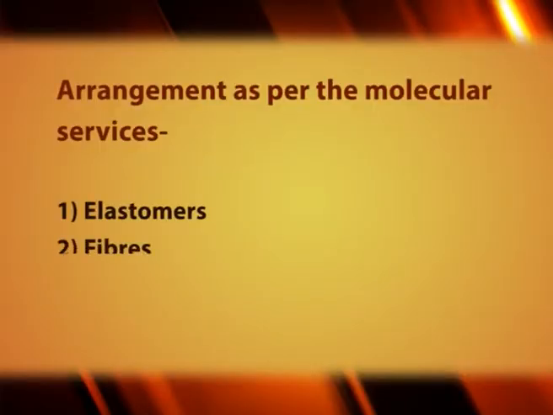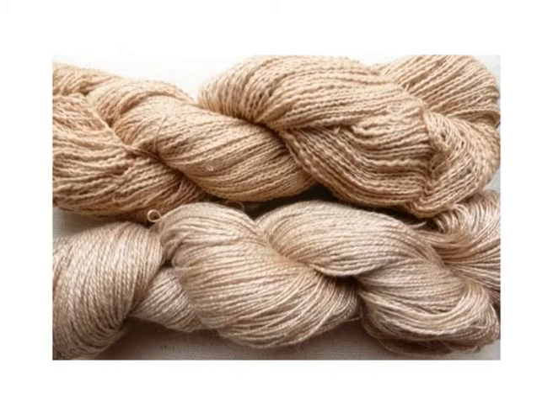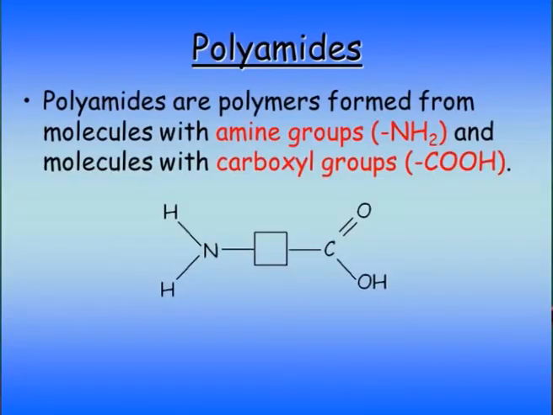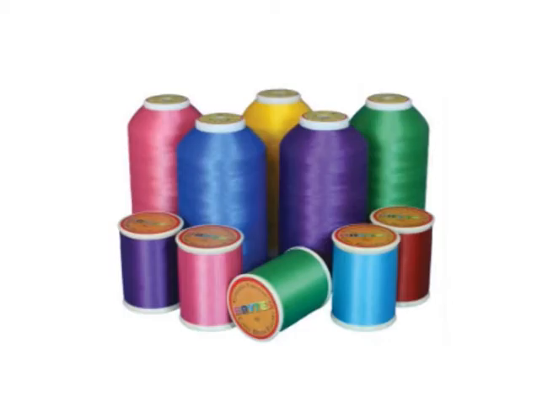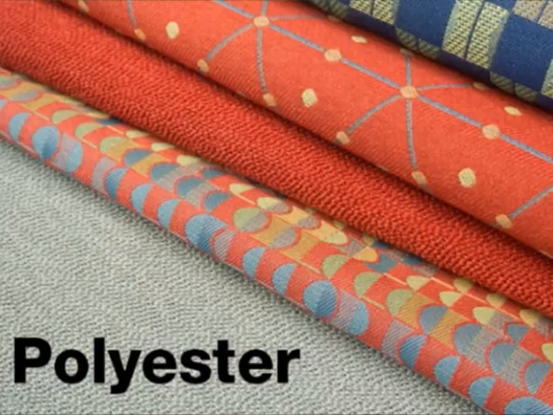The second in this category are fibers. Fibers are thread-forming solids which have great tensile strength and high modulus. These features can be attributed to strong intermolecular forces such as hydrogen bonding. These strong forces achieve close packing of chains and thus give a crystalline nature. For example, we have polyamides, that is nylon 6,6, and polyesters such as terylene.